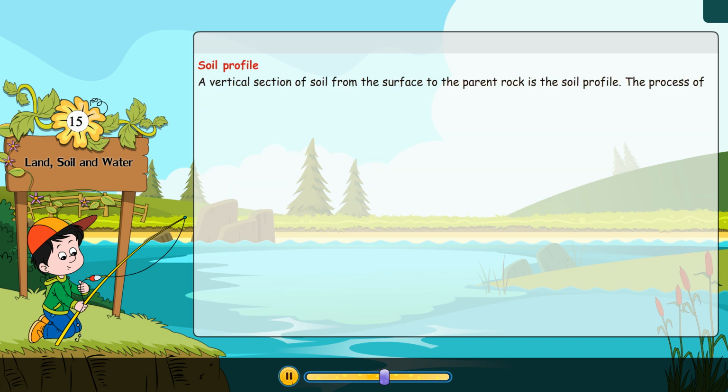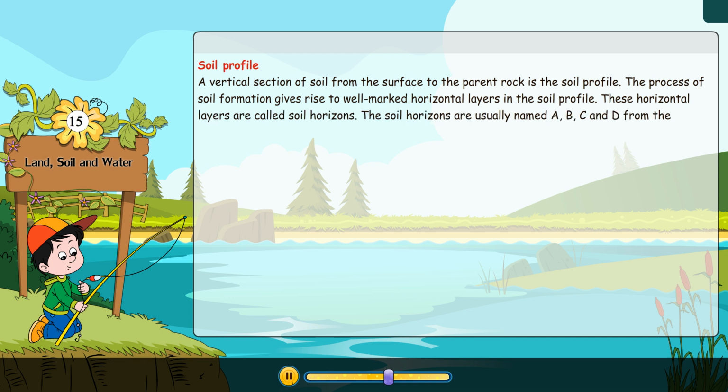Soil profile. A vertical section of soil from the surface to the parent rock is the soil profile. The process of soil formation gives rise to well-marked horizontal layers in the soil profile. These horizontal layers are called soil horizons. The soil horizons are usually named A, B, C and D from the uppermost layer of the soil to the parent rock below.